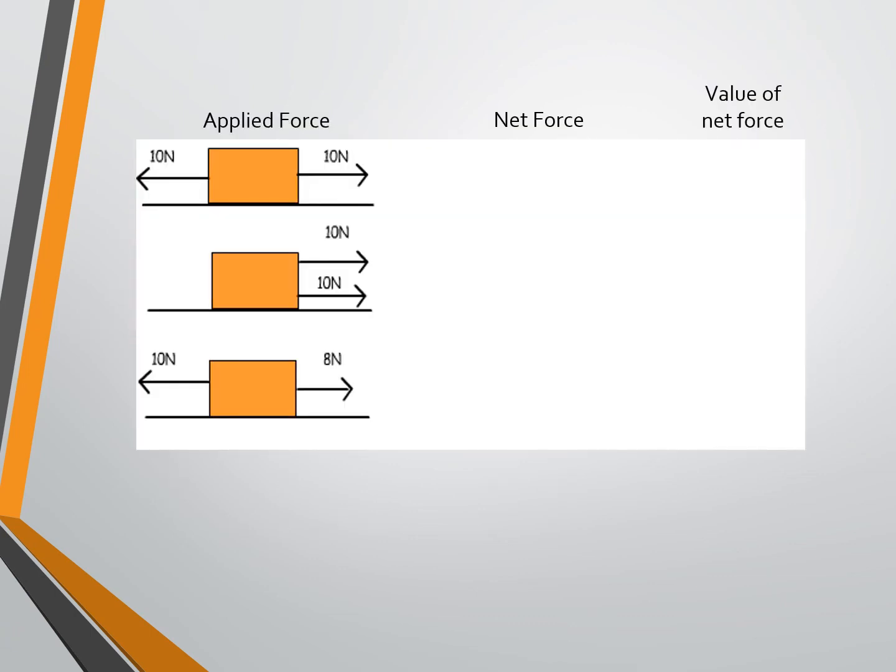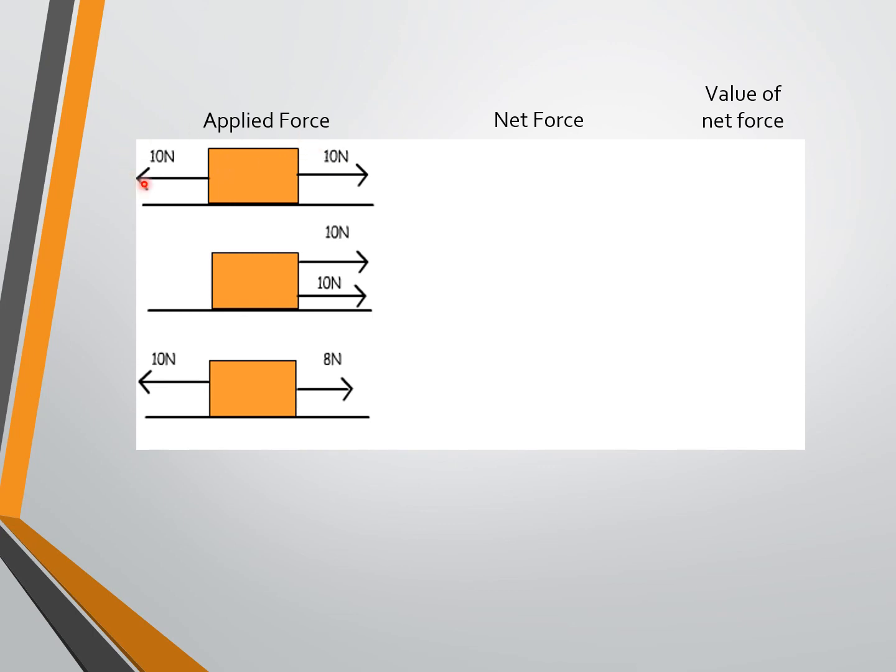So here we have some examples. Here we have a box. It has some applied force acting on it. We want to go through and add up the net force. So we want to set up our net force, and then we want to find the value of the net force. What I'd like you to do is I'm going to do the first one, and then I want you to pause the video and try to do the other two boxes on your own.